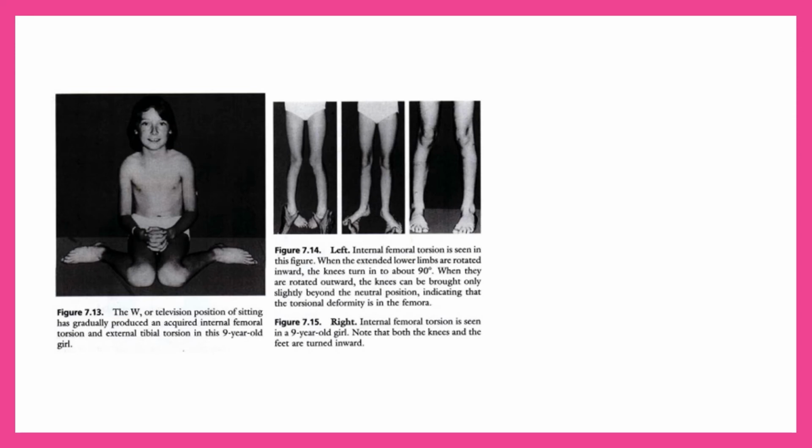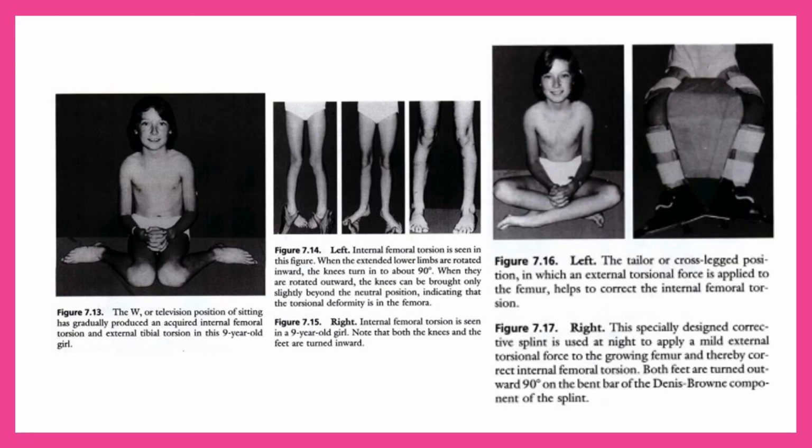This figure shows the W or television position of sitting that has gradually produced an acquired internal femoral torsion and external tibial torsion in this 9-year-old girl. This figure shows the tailor or cross-leg position, in which an external torsional force is applied to the femur, which helps to correct the internal femoral torsion. This specially designed corrective splint is used at night to apply a mild external torsional force to the growing femur and thereby correct internal femoral torsion.